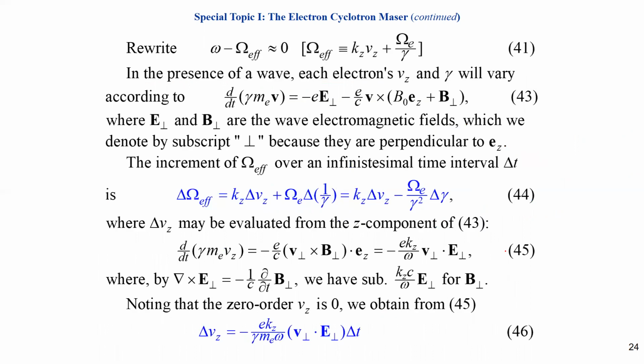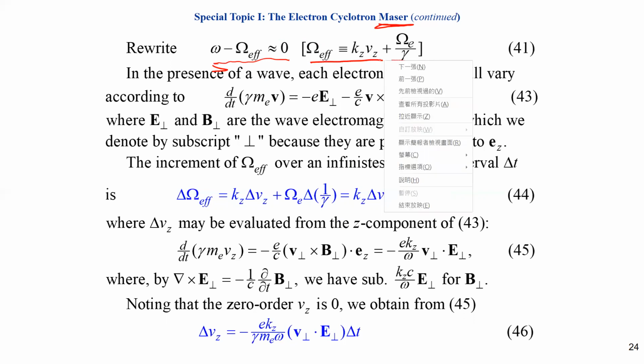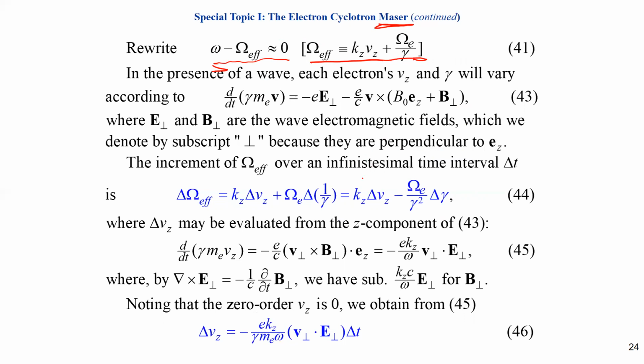What's that? Okay, actually, this is the most important part of Maser. Most important part of Maser. Okay. Rewrite here this equation and effective cyclotron frequency here. In the presence of a wave, Vz and gamma will vary according to this one. OK，有了这个 first order, where E perpendicular and B are wave electromagnetic fields, which we denote as perpendicular, because they are perpendicular to EZ.